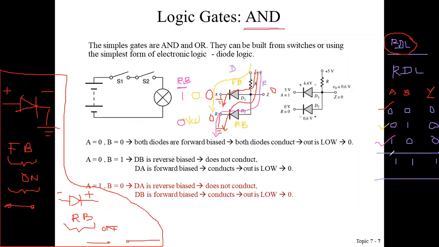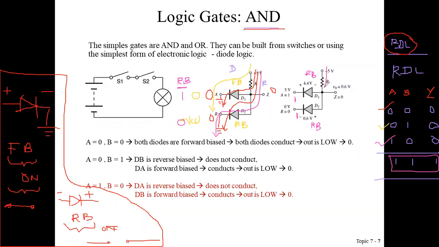Then we are going to check the last one. That means this condition, when both inputs are 1, A equal to 1 as well as B equal to 1. So under this situation, this device is also reverse bias. This switch is also under reverse bias. That means open circuited condition. Therefore, there is no short circuit. Both are in an open circuited condition.